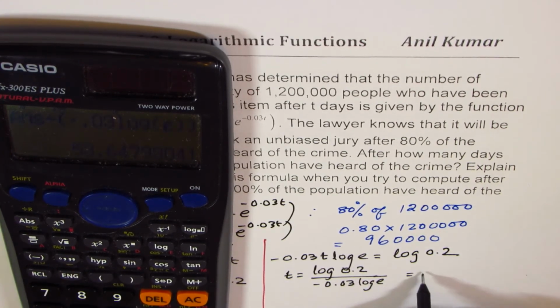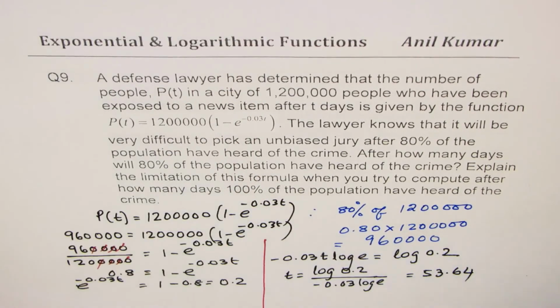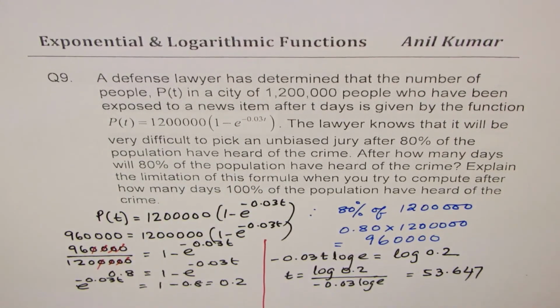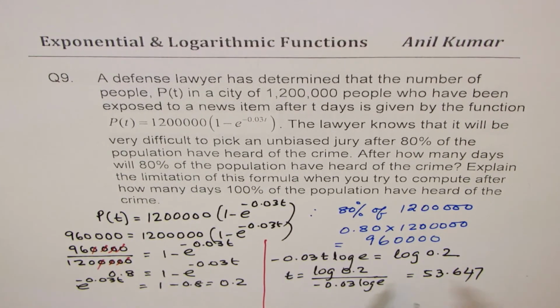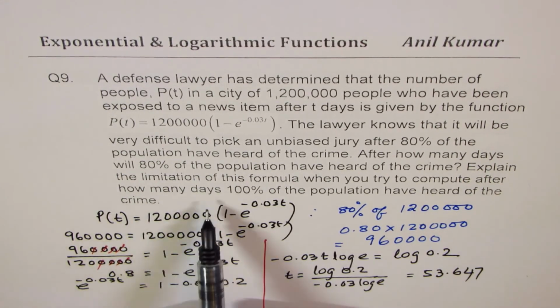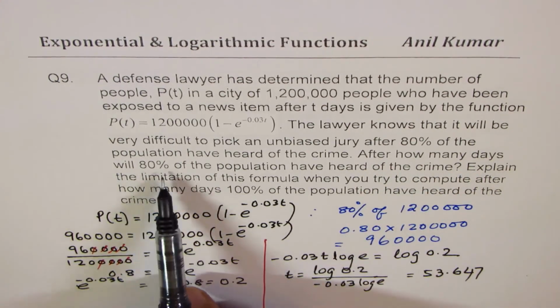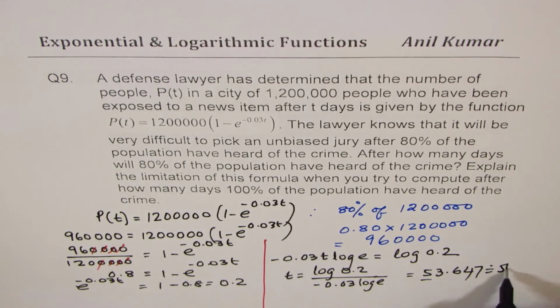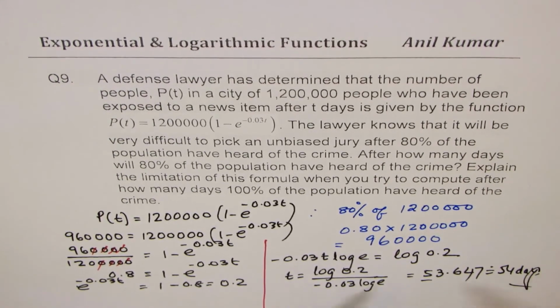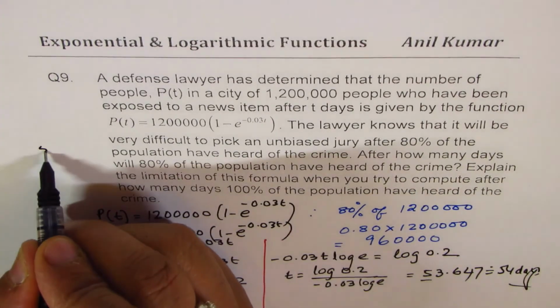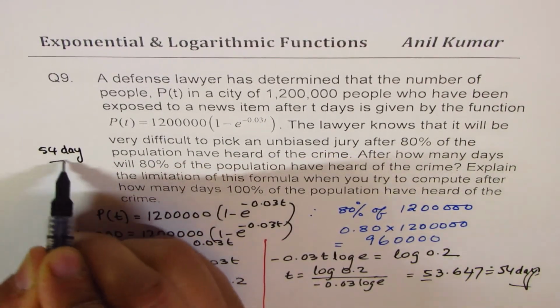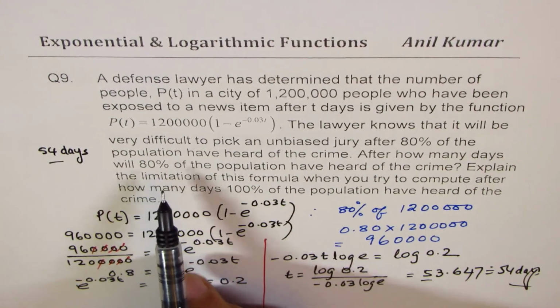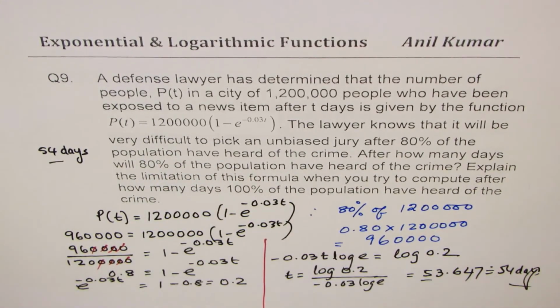So what we get here is 53.64. We can round it. The question is, after how many days will 80% of the population have heard, so let's say 54 days. So that is the answer. We get 54 days, and 80% of people will know it. Now let's look into part B of this question.